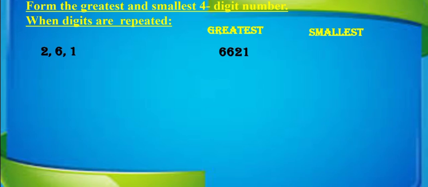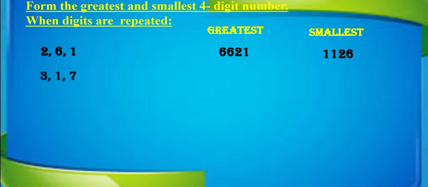So how will you arrange? 1, 2, 6, isn't it? But we need to form a 4-digit number. So you have to repeat the smallest number 1 once again. So the answer will be 1126. Is it clear, children? So the greatest number is 6621 and the smallest number is 1126. Is it clear? Now let us see more examples so you will understand it better.